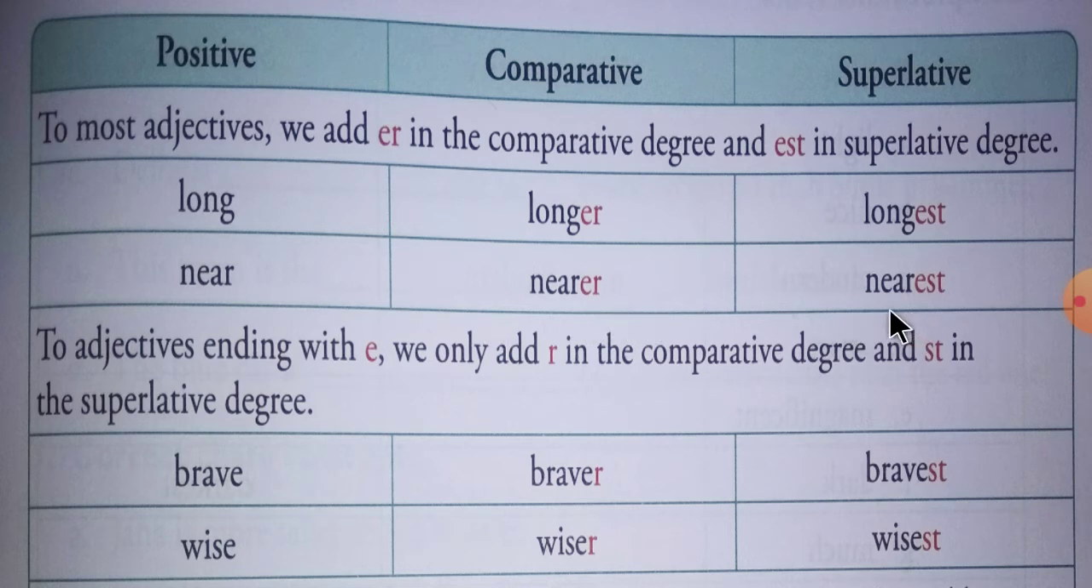Then next is: to adjectives ending with e, we only add r in the comparative degree and st in the superlative degree. For example, brave, braver, bravest. Then wise, wiser, wisest. So, my dear students, I hope you all understand this properly.